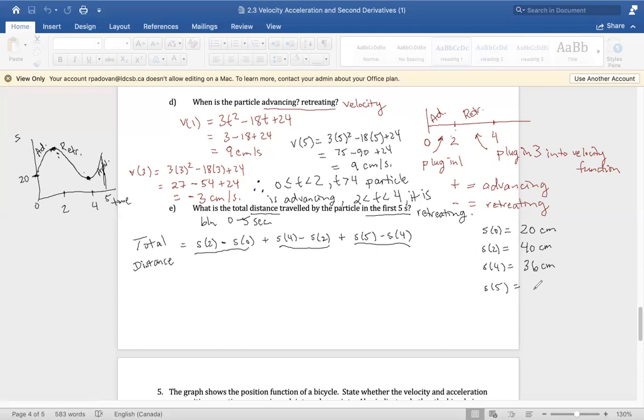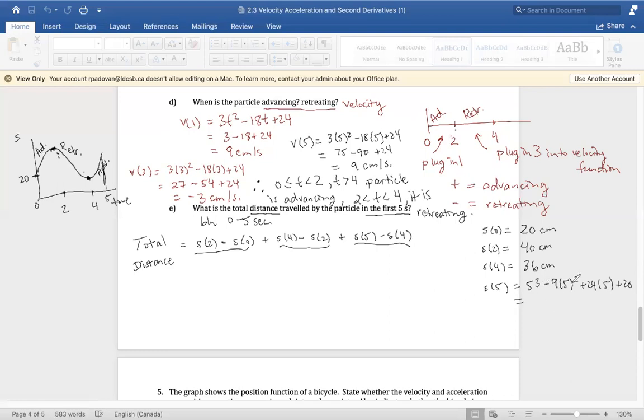S at 5. Oh, sorry. Good thing I caught that. That was velocity at 5. We have to plug into the original displacement function at 5, sorry. So we would have 5 cubed, just to go over this, minus 9 times 5 squared, plus 24 times 5, plus 20.